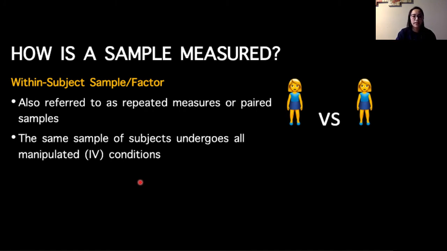So whenever we have the same sample with a repeated measure, we call it a within subject sample, or when we refer to different types of independent variable conditions, we could also refer to it as a within subject factor. So these are often called repeated measures or paired samples. We won't really get into the nitty-gritty of this until we start talking about t-tests, which is in Module 6, and then we really use it in Modules 7 through 9. But repeated measures use the same sample of subjects, and they undergo all of the manipulated conditions.